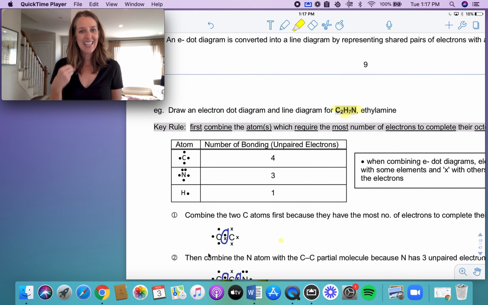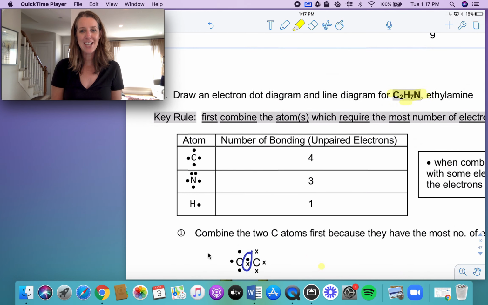So let's draw an electron dot diagram and then a line diagram for ethylamine. We have a compound, a molecular compound. It's made up of all nonmetals, 2 carbons, 7 hydrogens, and 1 nitrogen. Let's show how these atoms will combine together using our rules for how to draw this compound. All right, so here we go. We remember the carbon has 4 bonding potential electrons. They are a 4.